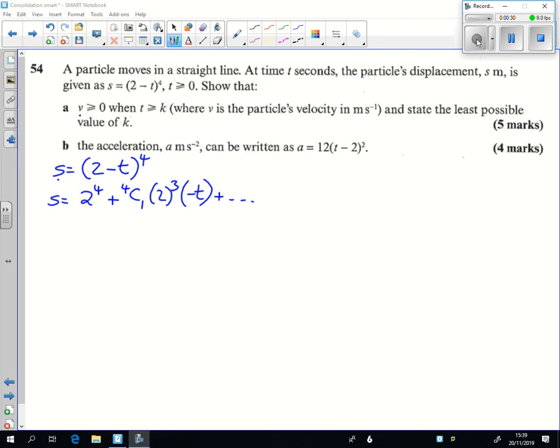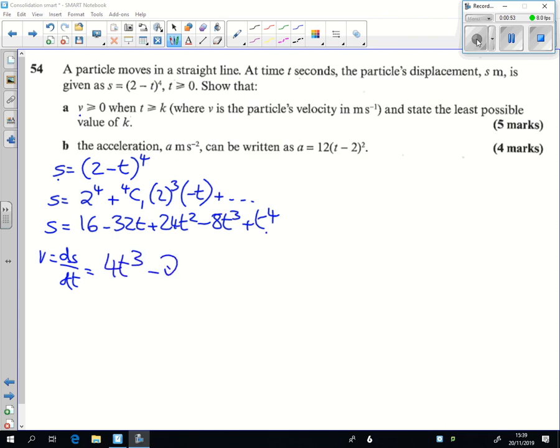So off we go, all of that. And so if I get all of that, I get 16 minus 32t, 24t squared, 8t cubed, and a t to the 4. And so the velocity I get by differentiating that, and I'm going to put it in the traditional order with that one first, 4t cubed minus 24t squared from that one there, plus 48t, and finally minus 32 on the end.